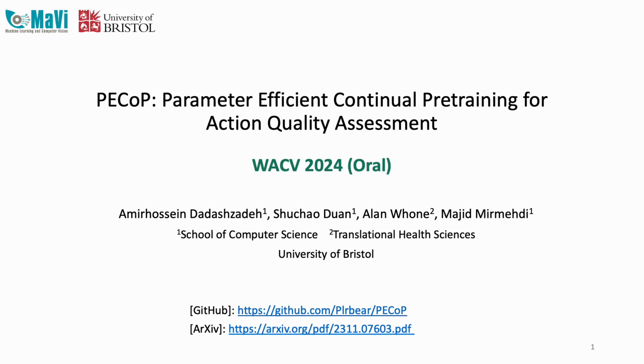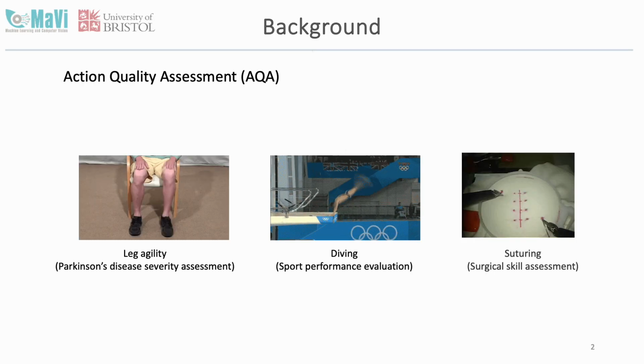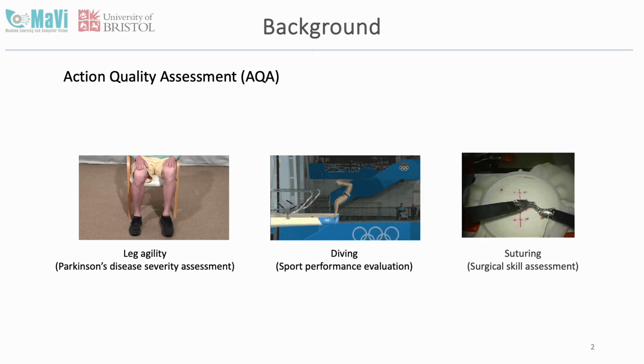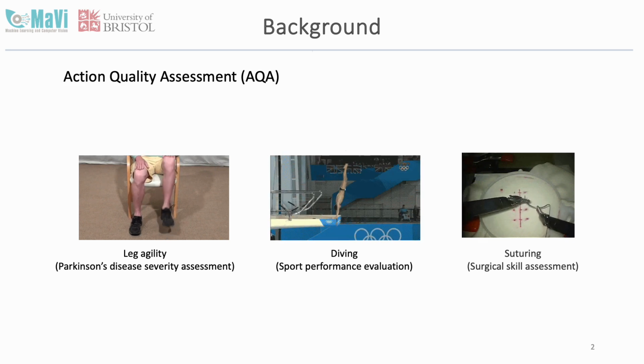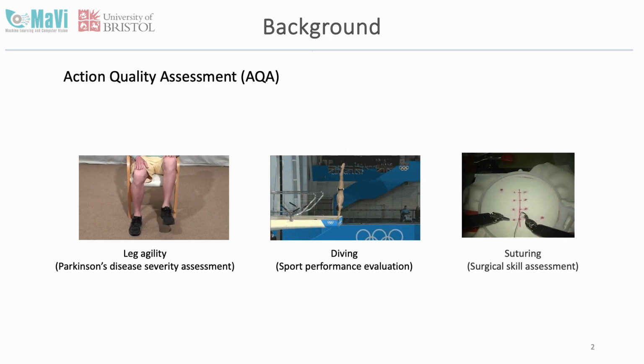Today I will be presenting our work PECoP: Parameter Efficient Continual Pretraining for Action Quality Assessment. Action Quality Assessment is a method used to evaluate the quality of actions or movement in various contexts. For example, it evaluates tasks such as leg agility for Parkinson disease severity assessment, diving form for sport performance, and suturing for surgical skill assessment.